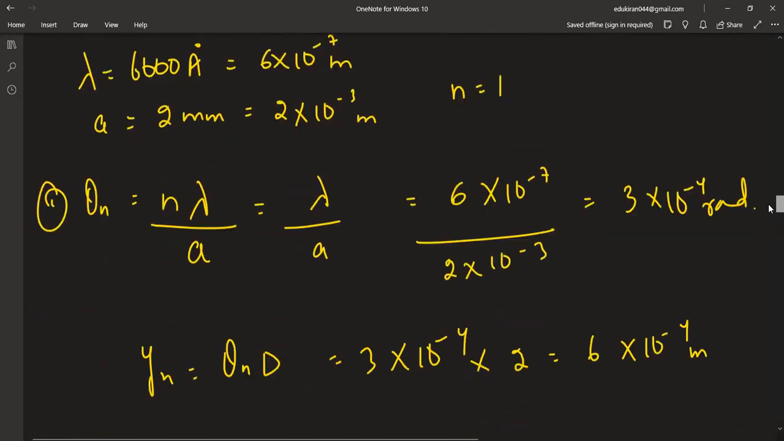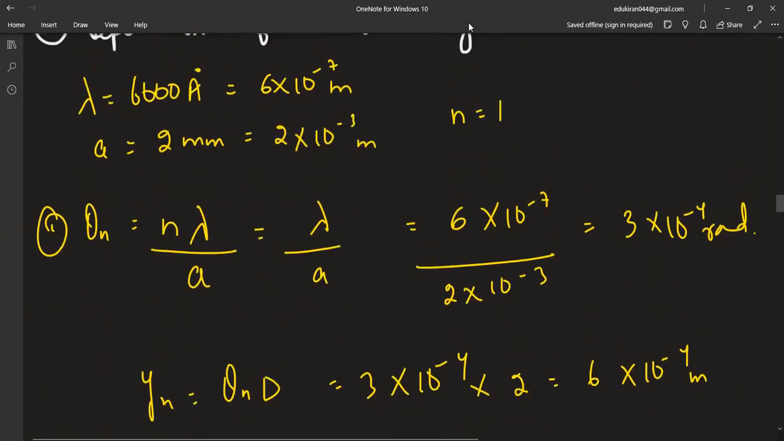Write down the solution. Now only small topics are left from diffraction. The major portion of diffraction was this only. Let's see the width of central maxima and all.